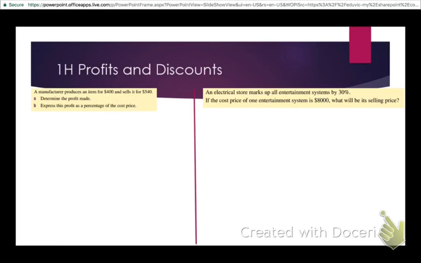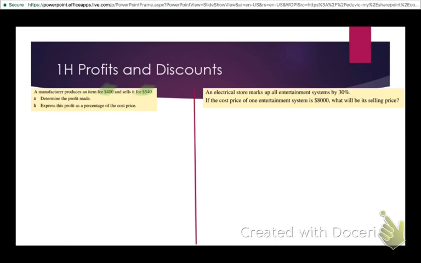So I'm going to do the first one here, which is: a manufacturer produces an item for $400, okay, expensive piece of kit to manufacture, and sells it for $540. We want to determine the profit made. Now, you don't need to think too much about this. It is simply asking you how much that manufacturer is getting for the sale of that item.